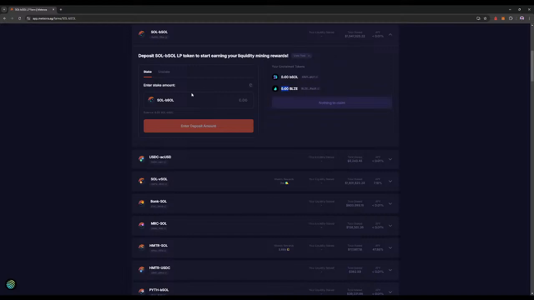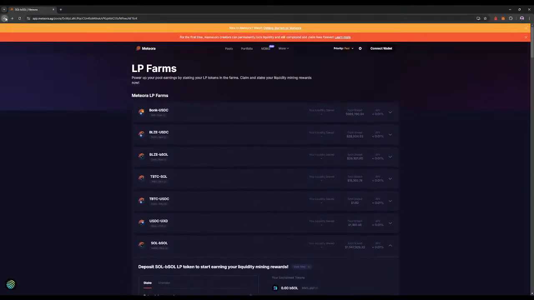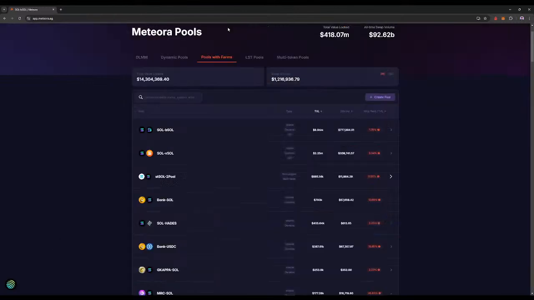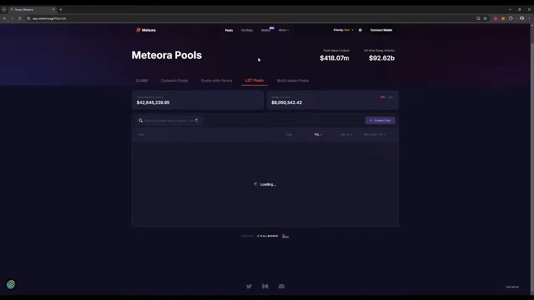Those would be distributed as per your liquidity contribution, the percentage of liquidity you have compared to the total liquidity in the pool. And like the dynamic vaults, you can at any time stake or unlock and unstake your tokens, and in the same way deposit and withdraw these tokens. So these are the dynamic pools available on Meteora, and these are the pools that are available with farms. Additionally, there are some LST pools.